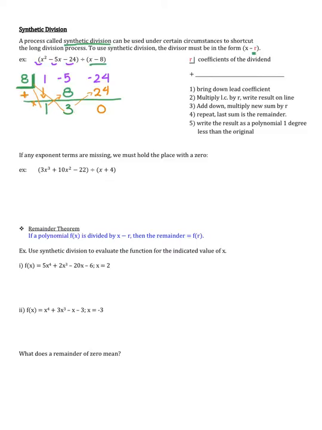Now you might say, well, what does that 1 and 3 represent? It's what we call a depressed polynomial. And by depressed, that means it's going to be 1 degree less than what you started with. We started with a quadratic. So this 1 is going to be the coefficient on x to the 1 because you come down a power, and then you have plus 3. That is actually your answer without any remainder.